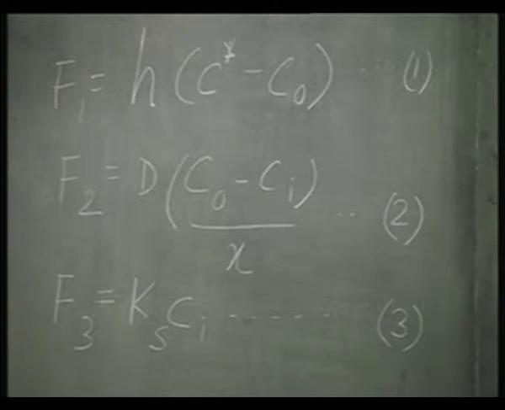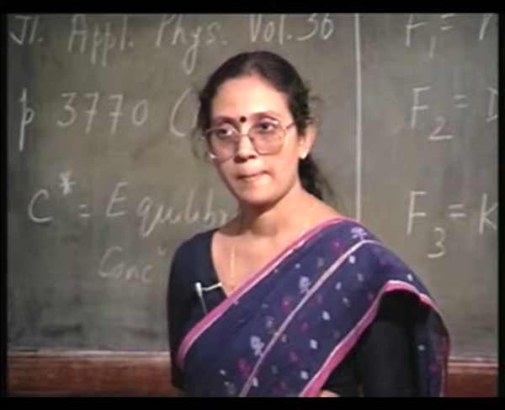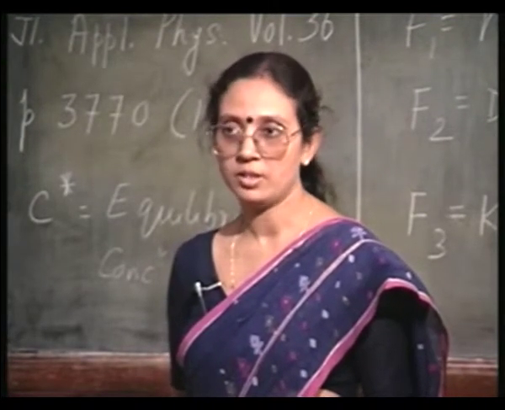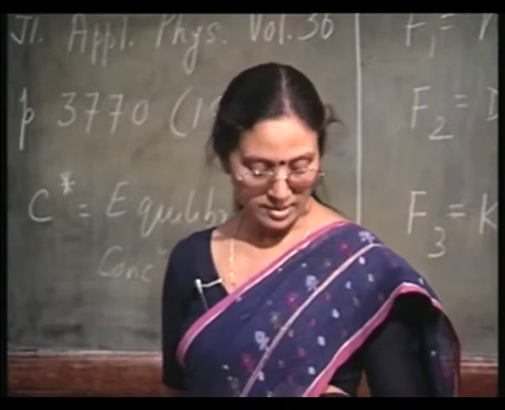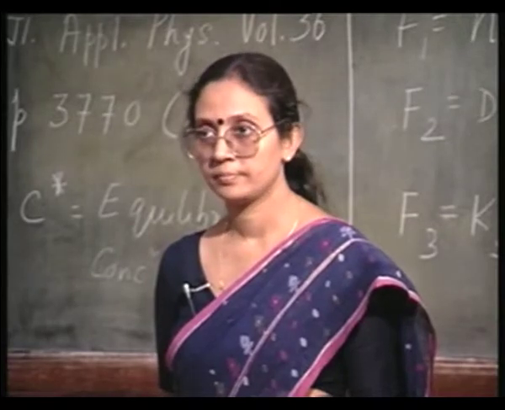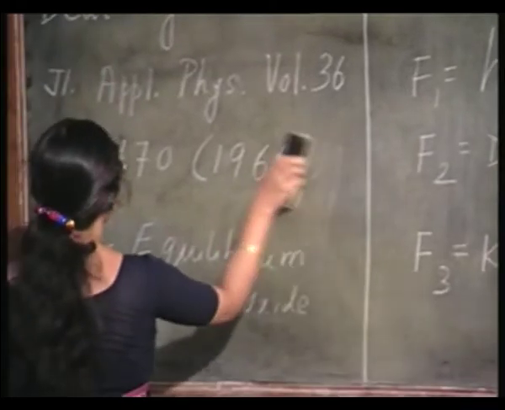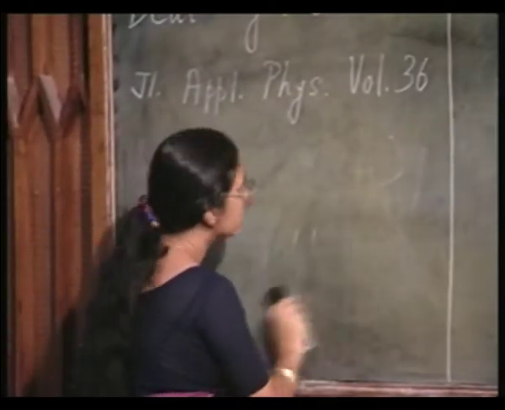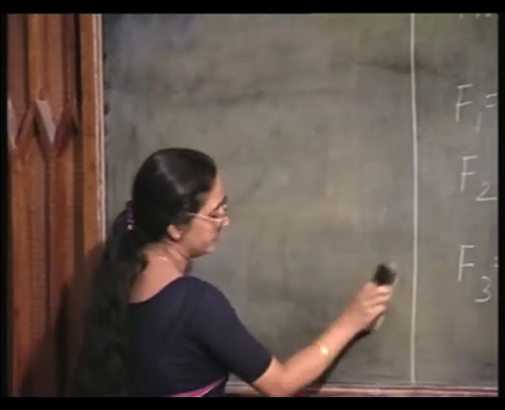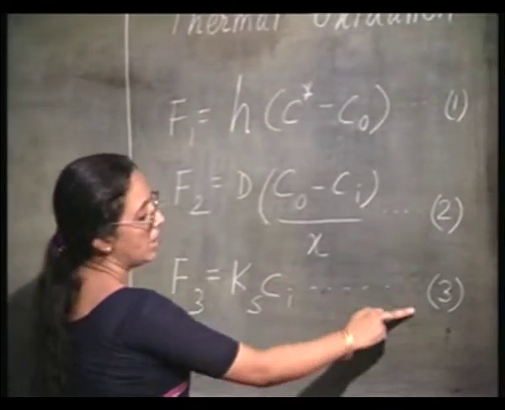I now have 3 equations governing the 3 fluxes. Under steady state condition, these 3 fluxes must be equal. Agreed? So, if I now equate these fluxes, what do I get? Let me first try to equate 2 and 3.